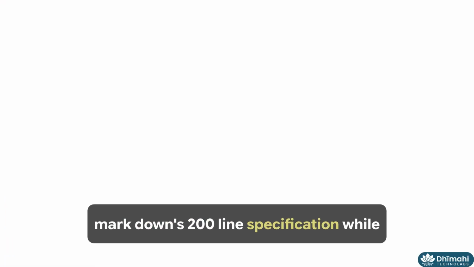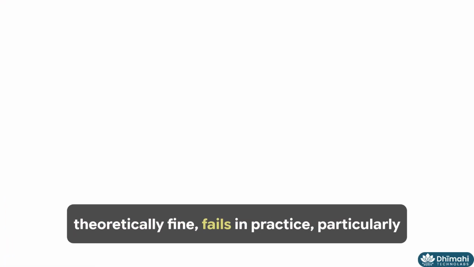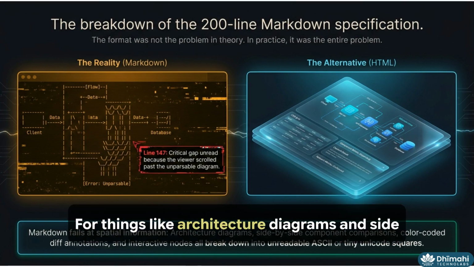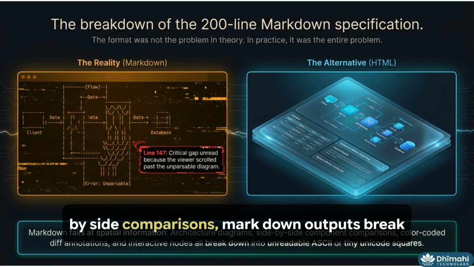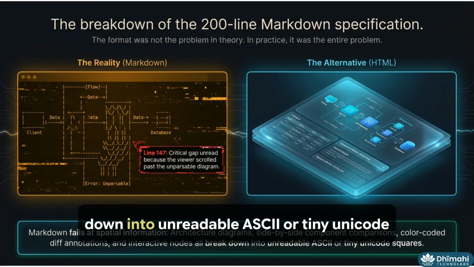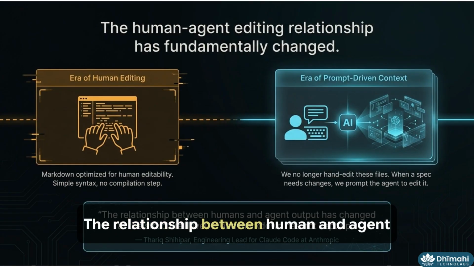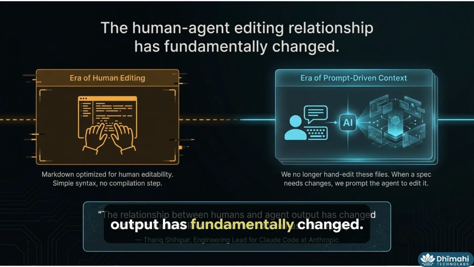Markdown's 200-line specification, while theoretically fine, fails in practice, particularly with spatial information. For things like architecture diagrams and side-by-side comparisons, Markdown outputs break down into unreadable ASCII or tiny Unicode squares, while HTML is the alternative. The relationship between human and agent output has fundamentally changed.